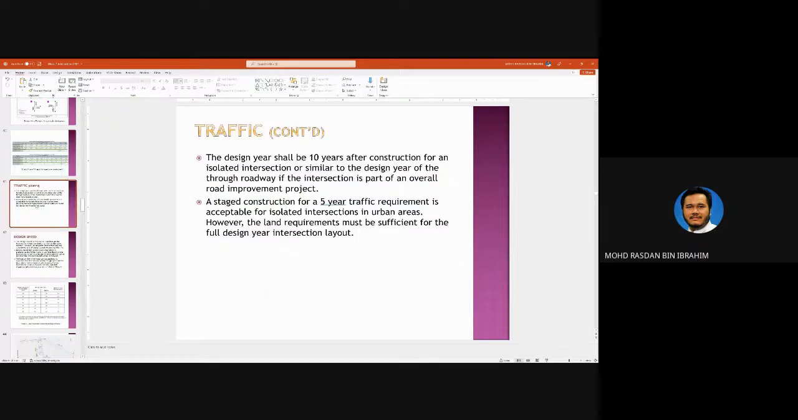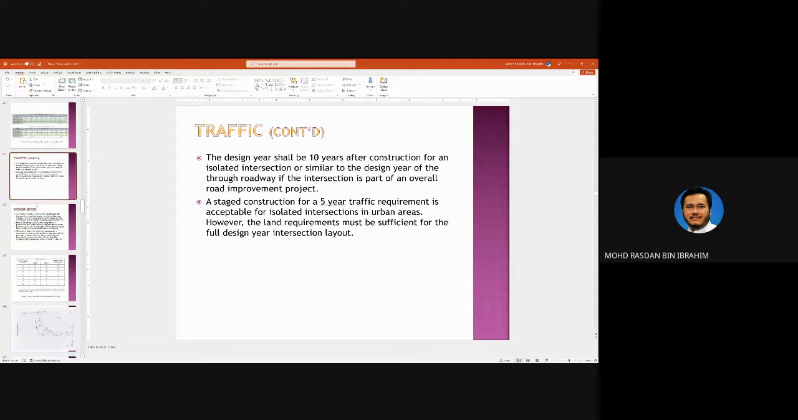So design year shall be 10 years after construction of an isolated intersection, similar to the design of the rural way. A stage construction, the stage that I mentioned just now. A 5-year traffic requirement is acceptable, meaning that you can have the construction staged at every 5 years. However, the land requirement must be sufficient for the full design year, meaning that you have to prepare the area. The reserve area must be enough for 10 years. But for construction, you can construct until the 5 years requirement only. Then after the 5 years has lapsed, you upgrade the junction to be fully designed.